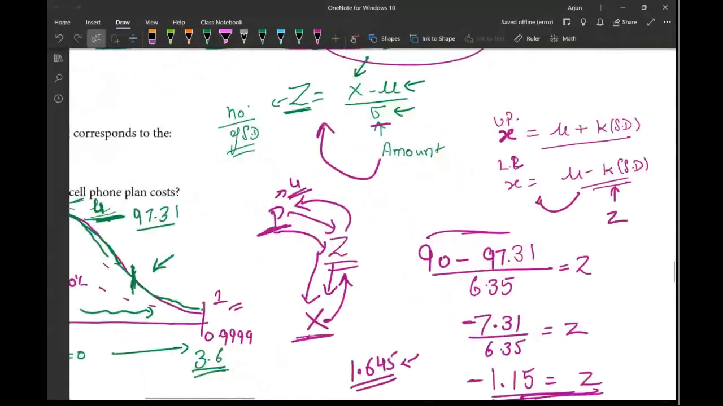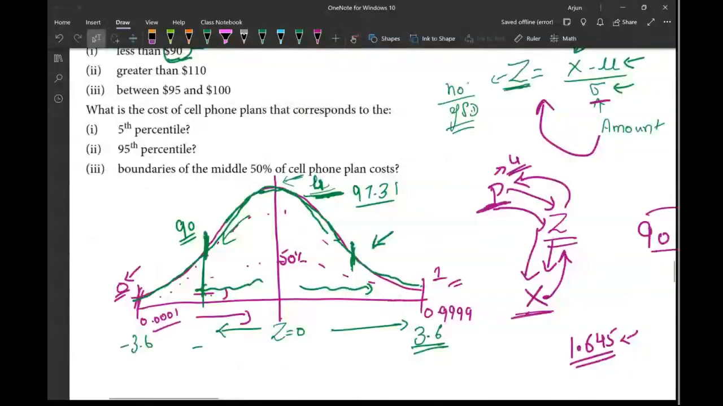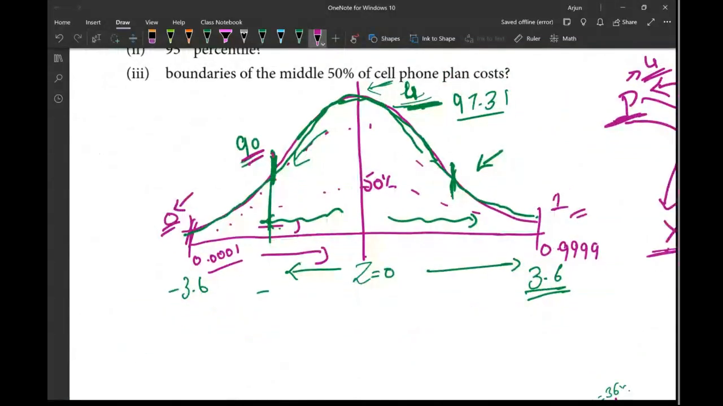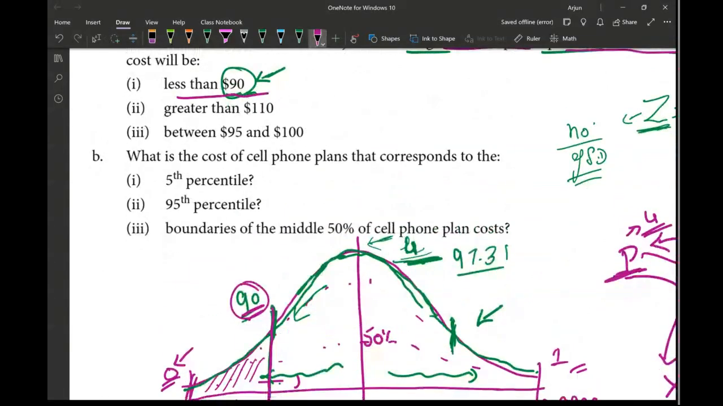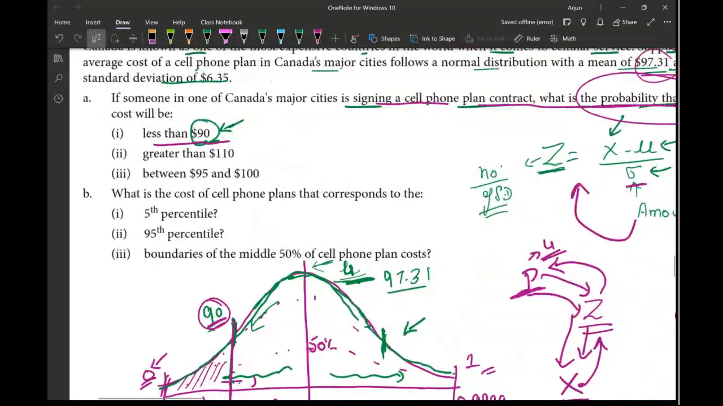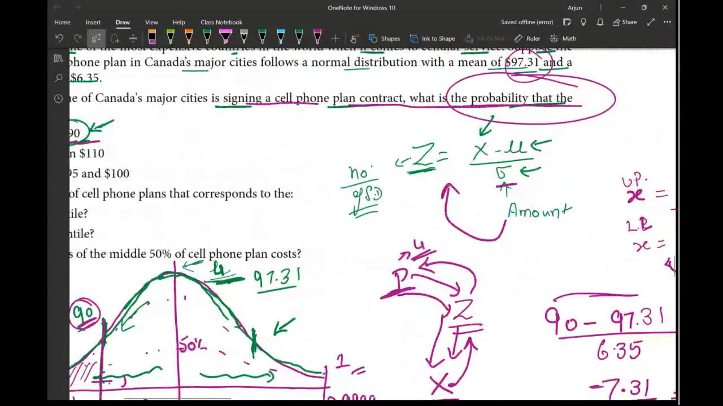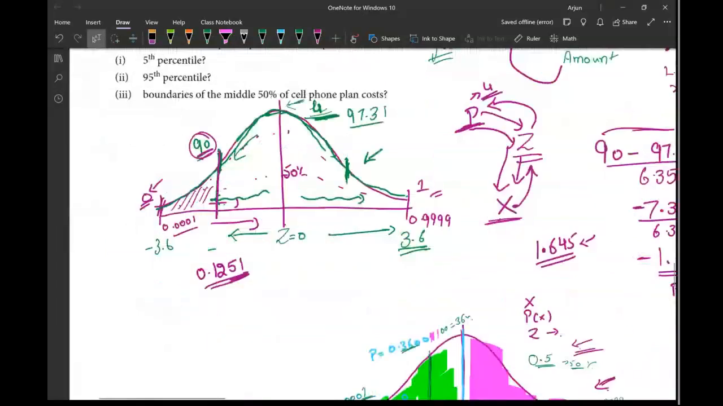So if I go back and look into the table down here, so this was the $90. So it means 12.51% people, because the probability value came out to be 0.1251. So approximately 12.51% people will pay less than $90. That's what it means. So 12.51% of the people will pay less than the $90. So hopefully you were able to understand this concept.